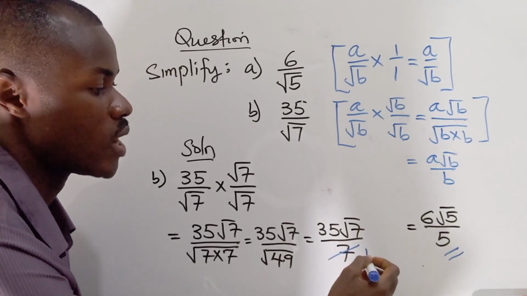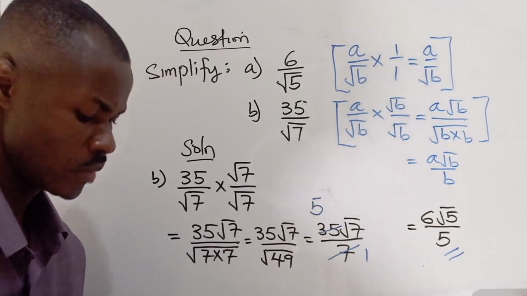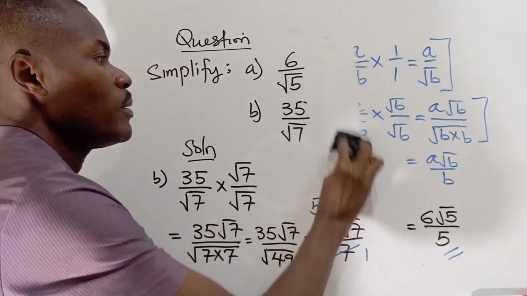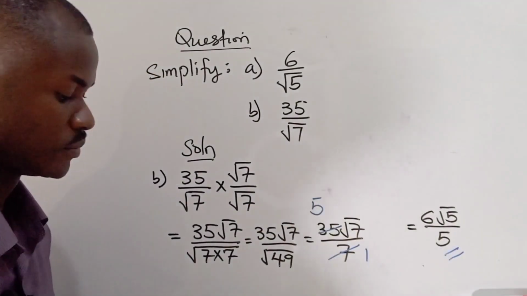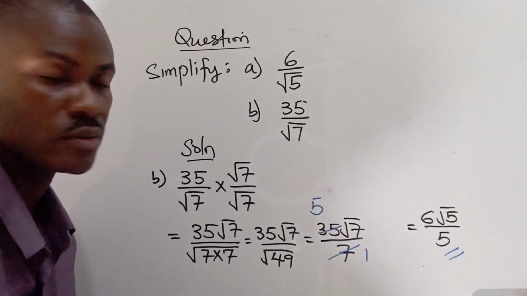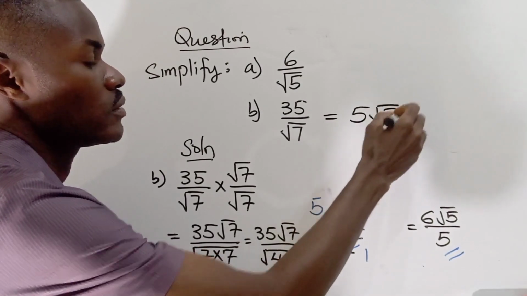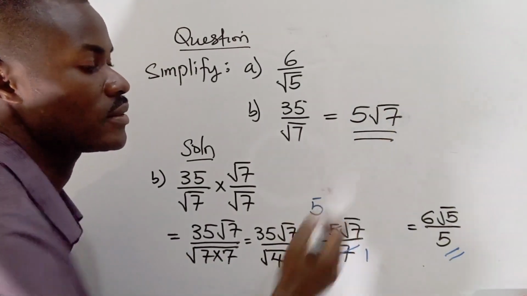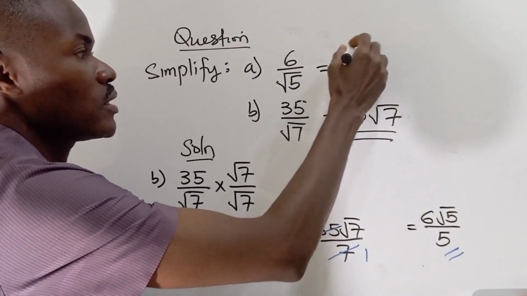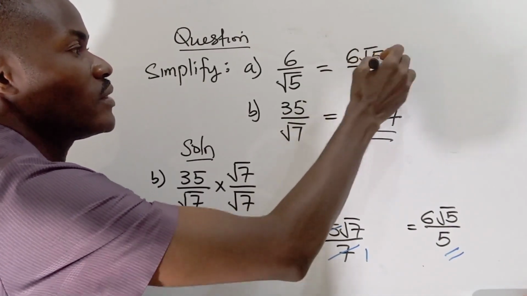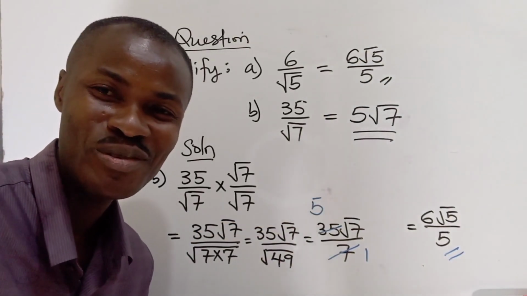So we'll do that. 7 cancel itself is 1. 7 into 35 is 5 times. So if we multiply what we are left with, we are going to see that 5 times root 7 is also equals to 5 root 7 over 1. So it's still this. Now for the first one, we have our answer as well, 6 root 5 divided by 5. So this gives us the solution to these simple problems.